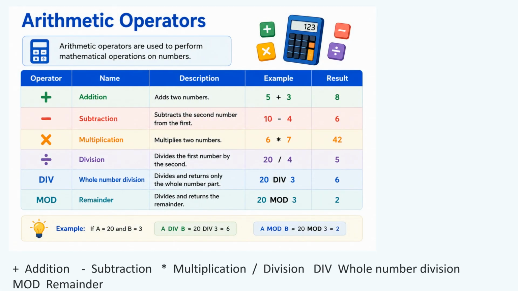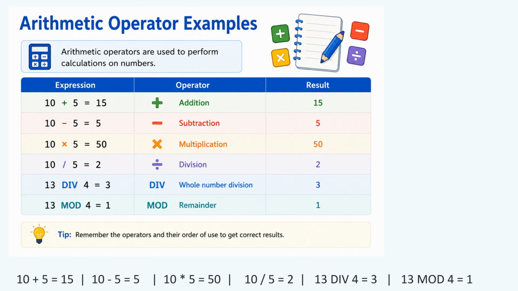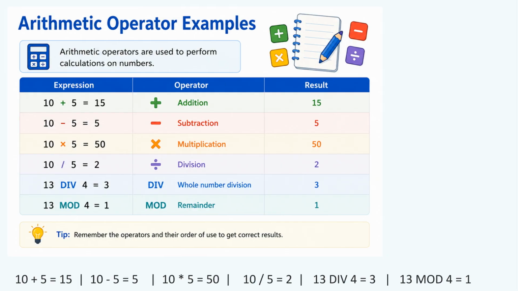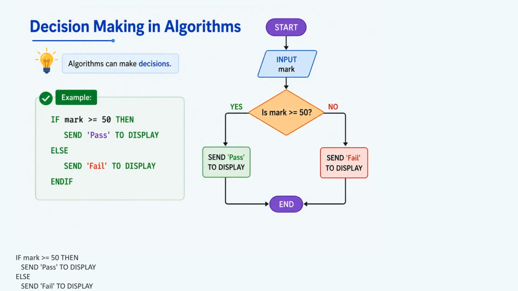Arithmetic operators perform mathematical operations. This includes addition, subtraction, multiplication, division, whole number division, and remainder, often called MOD. These are essential for calculations in algorithms. Here are examples of arithmetic operator results. Remember to understand the order of use for operators to get correct results, especially with whole number division, DIV, and remainder, MOD.